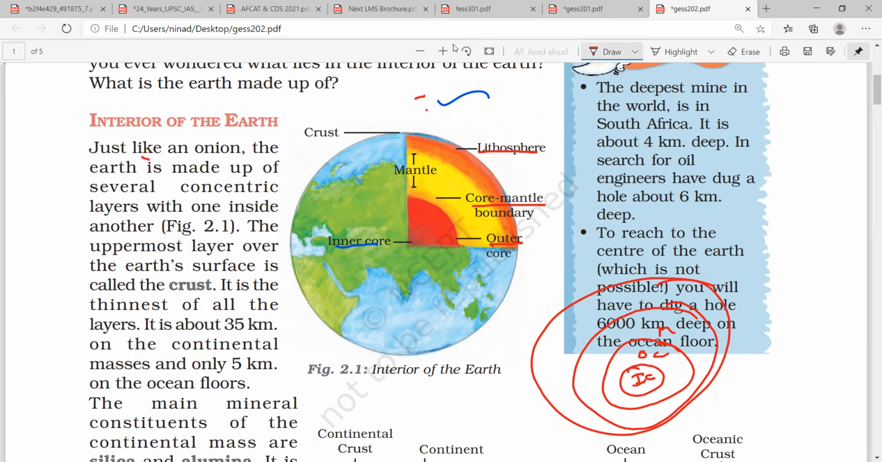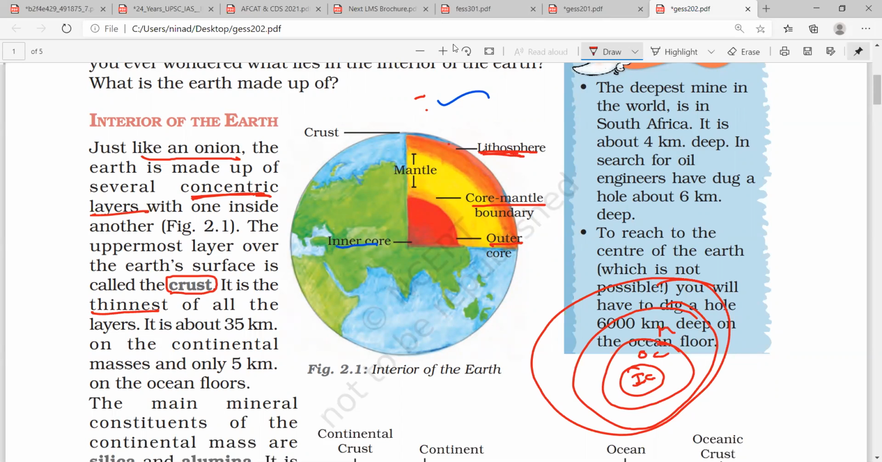So the Earth is like an onion. You can take out layer after layer. The Earth has concentric layers, one above the other. The topmost layer, which we call the lithosphere, is nothing but the crust. The crust is the topmost layer. It is the thinnest of all.